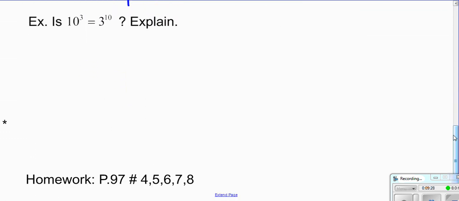All right, last example. This one's a nice, quick little video. Is 10 to the power of 3 equal to, so does it have the same value as 3 to the power of 10? I would like you to come up with 2 or 3 points that help you say, yes, they are the same, and this is why, or no, they're not the same, and this is why. And we are going to start tomorrow's class with a discussion.